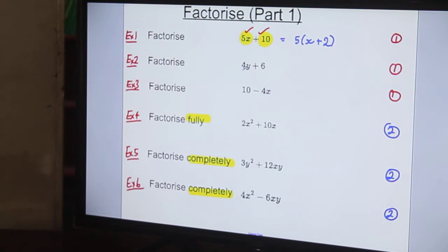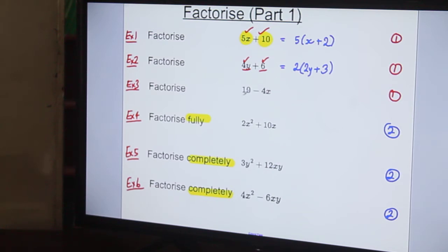Next one, what divides into 4y and 6? Well, clearly the highest factor you can take out of there is 2. Okay, so open up your brackets. What must go here? So when it multiplies by 2, you get 4y, well 2y. And what must go here to get 6? Well 3. Put in your plus sign. Afterwards, expand to check you've done it right. 2 multiplied by 2y is 4y, 2 multiplied by positive 3 is positive 6.